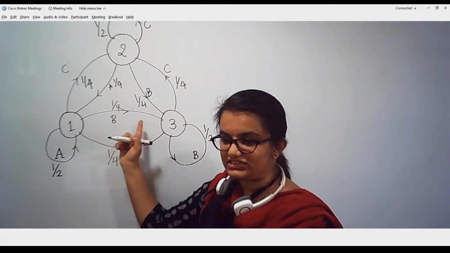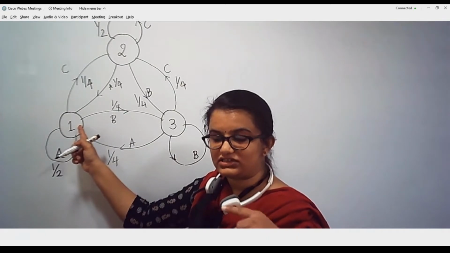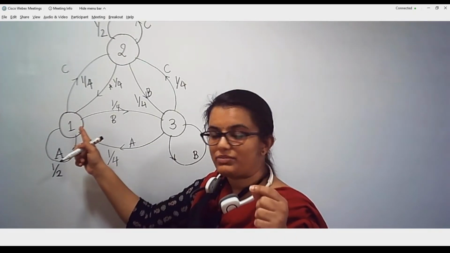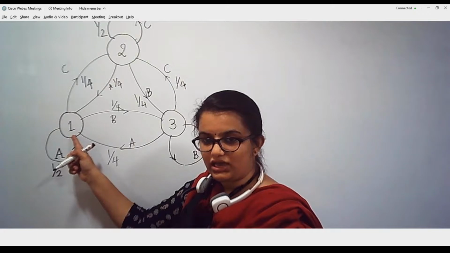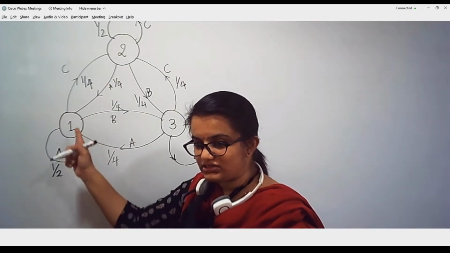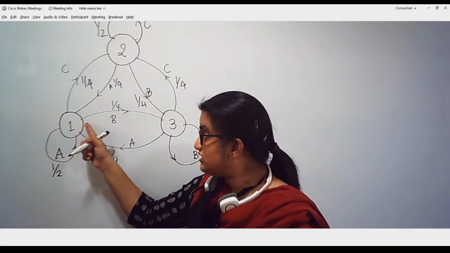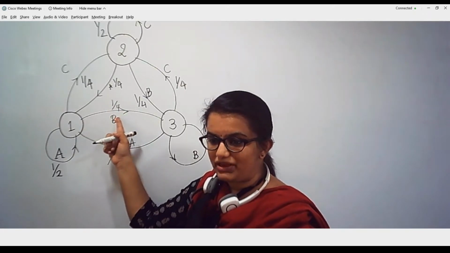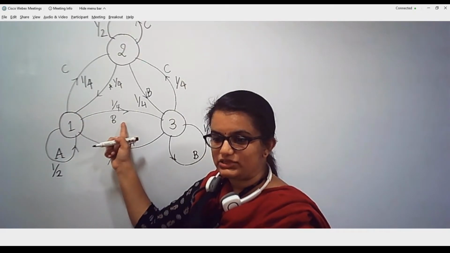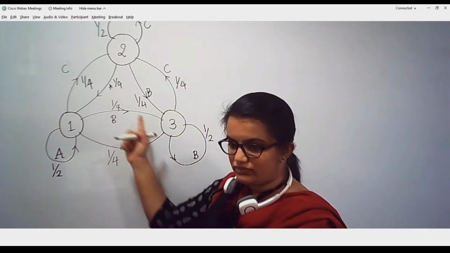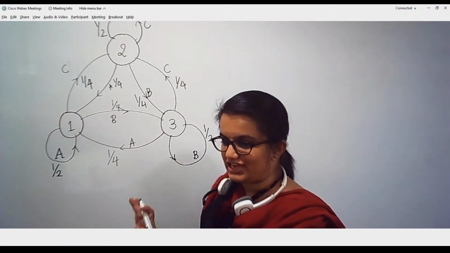The transition from A to B can be predicted. If it is present at state 1 and generating the alphabet A, there is only one way it can generate A, which is by the self loop, being present at state 1. Then it can generate the next alphabet depending on whether it could be B or C. In order to generate B, it will move from 1 to 3, generating the letter B with a probability 1 by 4. That is what this diagram states.